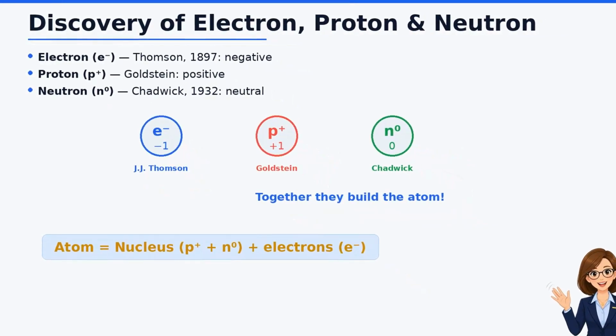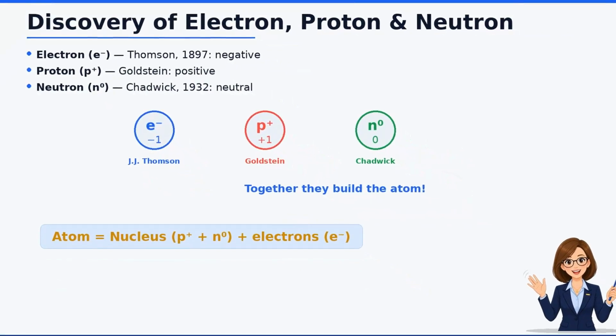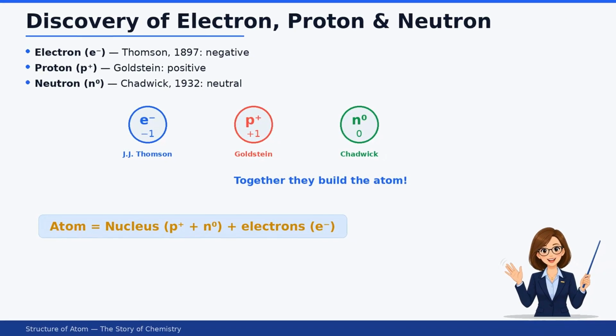Let's begin. Our story begins with the discovery of 3 tiny particles. First, J.J. Thomson discovered the electron, a negative particle. Then, Goldstein found the positive proton. And finally, James Chadwick discovered the neutron, which carries no charge at all. Together, these 3 particles build every single atom in the universe.